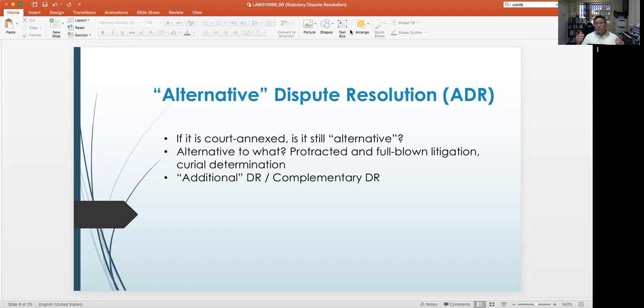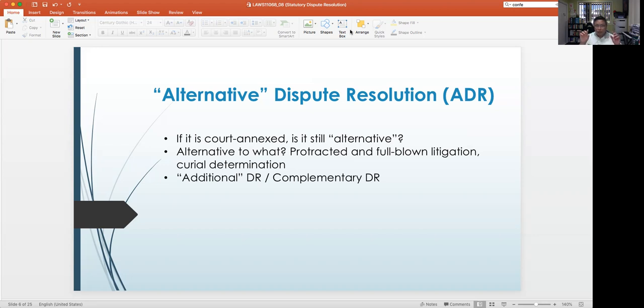So when you speak of alternative dispute resolution, sometimes, and this was flagged by Spencer in his textbook, some would say that it should be called additional dispute resolution. In other words, these are dispute resolution processes which are in addition to curial determination. When I say curial, it's judge determination or curial adjudication. We might also say that these so-called alternative dispute resolution processes are complementary to curial or judge determination.